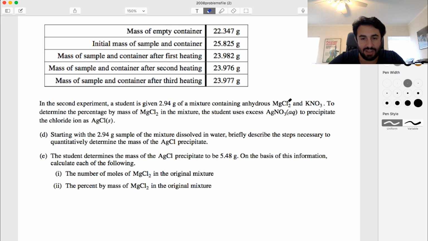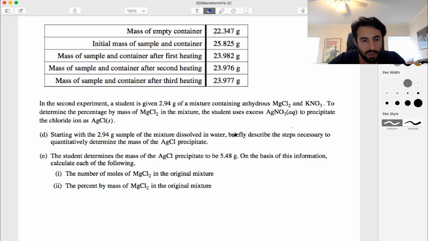We've got MgCl2, and so these are both water soluble. So we make a solution here. These will dissociate. We'll have magnesium ions, we'll have chloride ions, we'll have potassium ions, we'll have nitrate ions. But then we add silver nitrate, and so that's also water soluble. So now we have silver ions and more nitrate ions, but silver chloride is water insoluble. So in solution, the silver and chloride ions will find each other and crash out of solution as a precipitate.